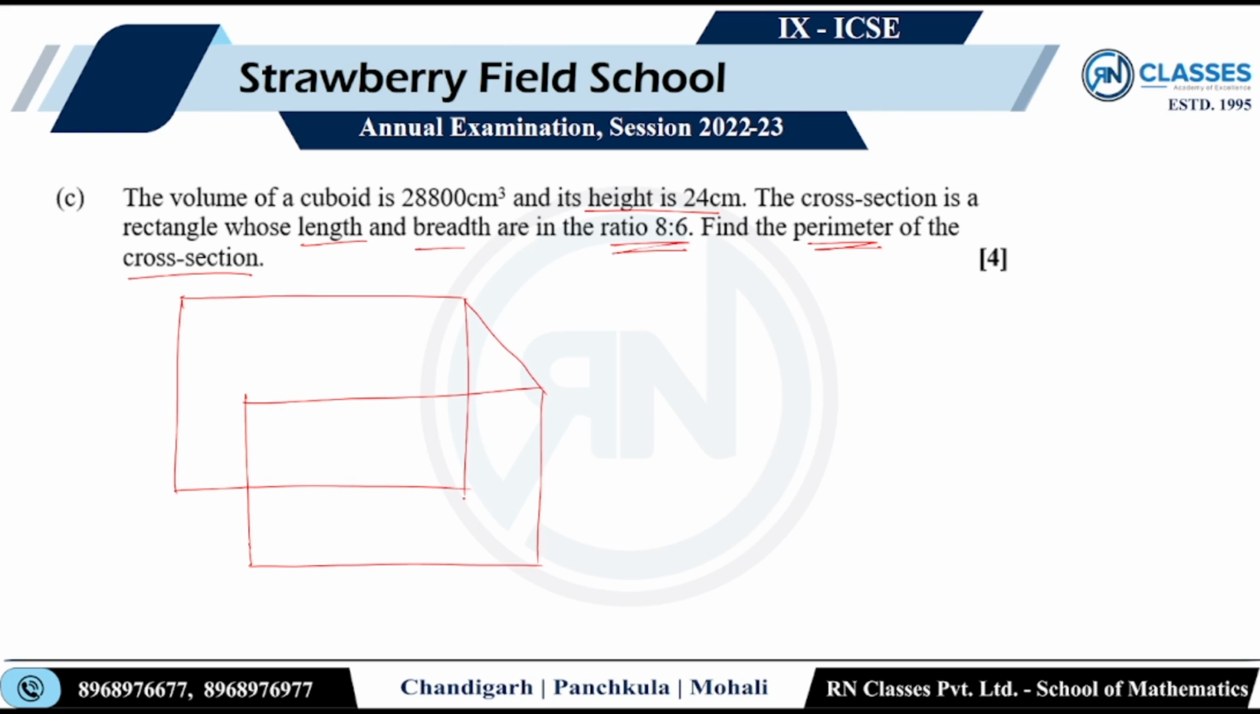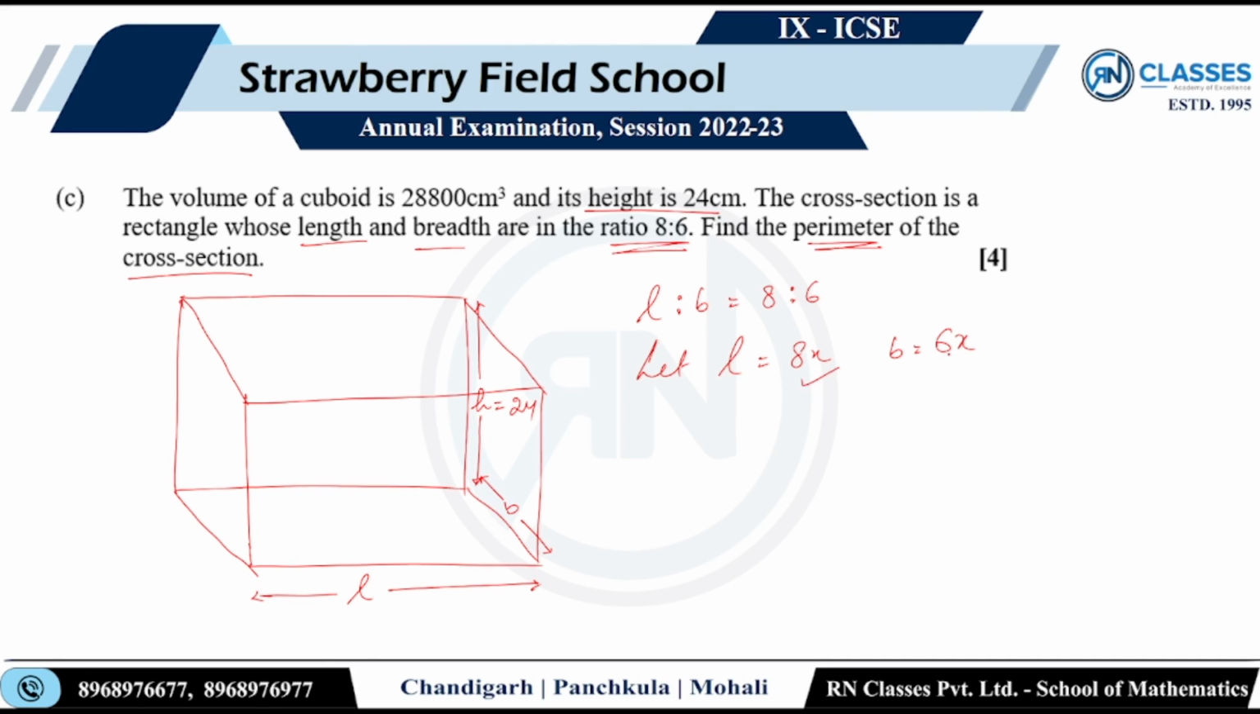This is the cuboid, right? So let me take this as L, this as B, and this as H, right? H is already given as 24. Length ratio breadth is already given as 8:6. So let length be 8x and breadth be 6x.